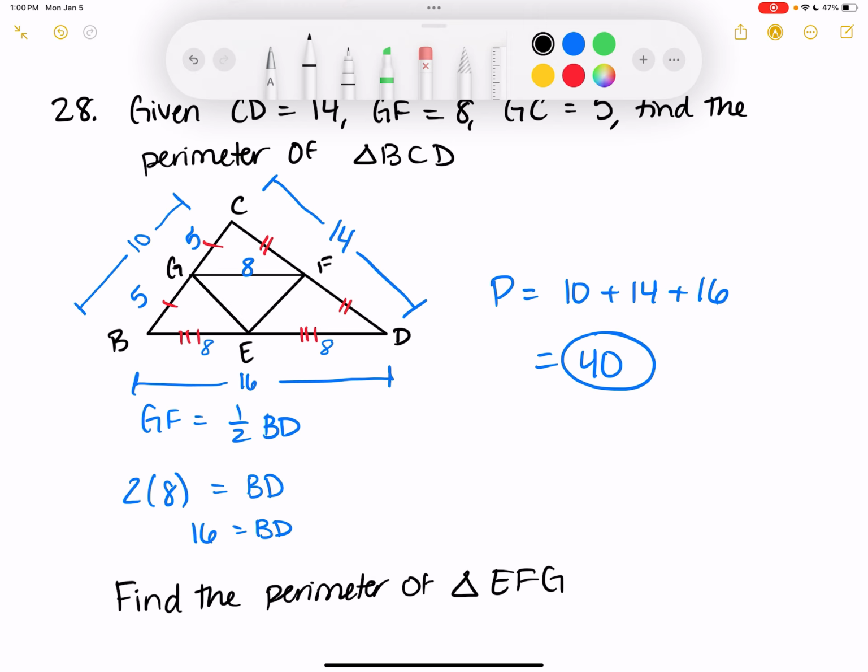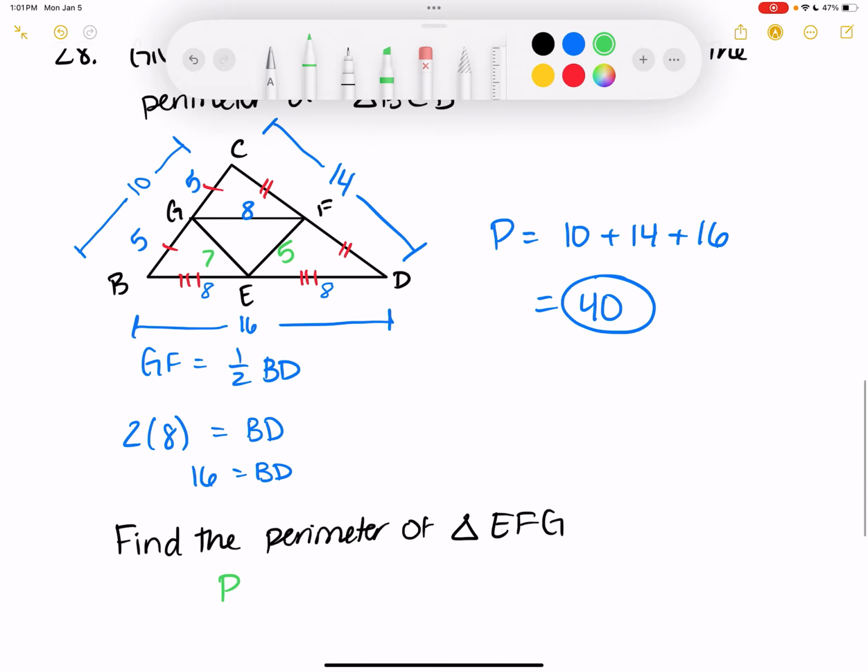All right, so I know GF. What about EF? What would that be equal to? Is that a D or 5? 5. Yep, 5. Because it's half of this, and so both of those are 5, so that one also is 5. And then what about GE? 7, yep, take half of that. And then we could just add those up. So the perimeter of that one would be 8 plus 5 plus 7, which is 20. So the perimeter of the little triangle is 20. The perimeter of the big triangle is 40.